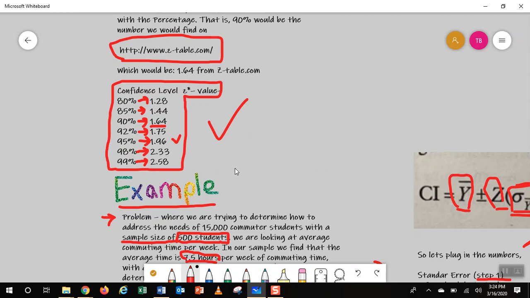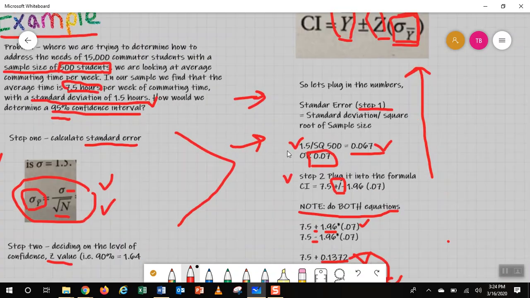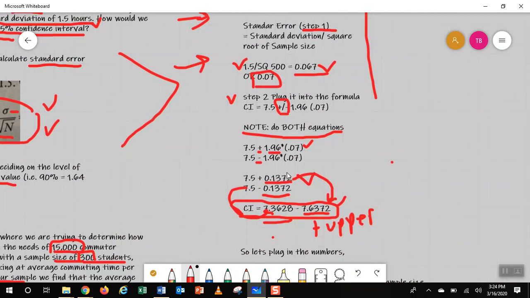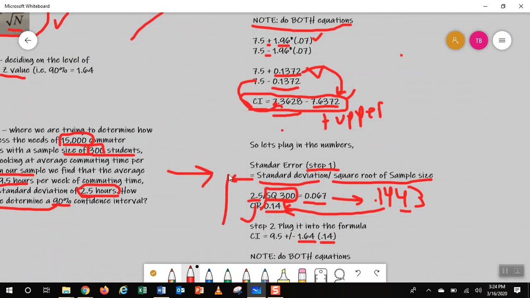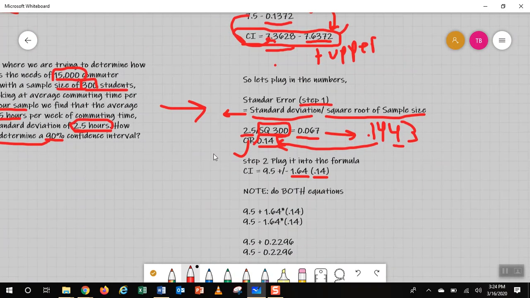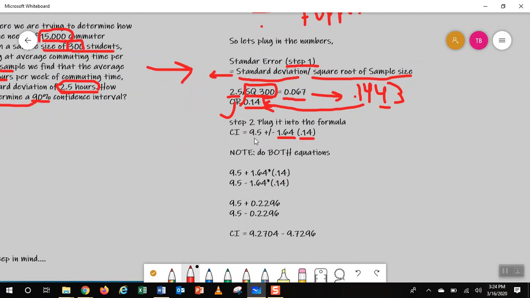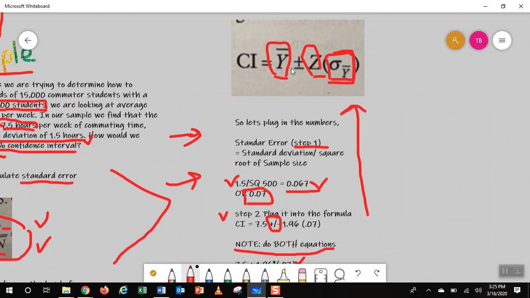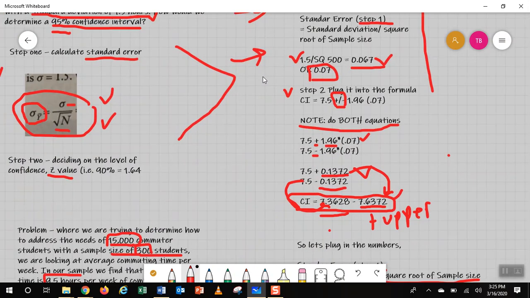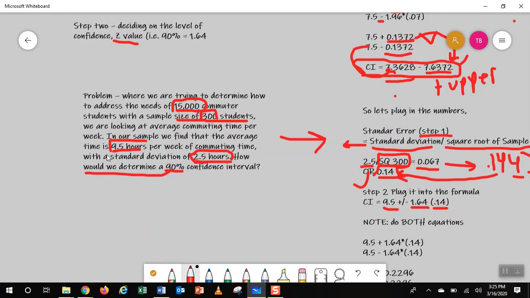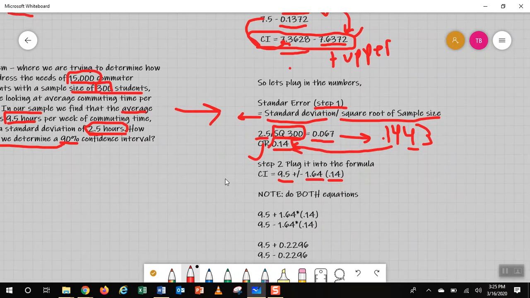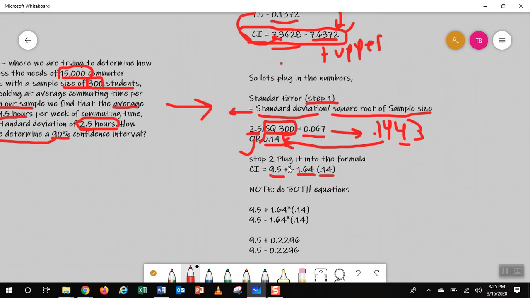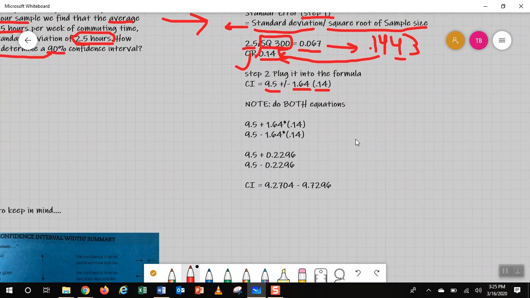And these numbers are all reproduced in the notes that I have posted on campus. But of course, you could also use this. So plugging in the 1.64 down here from the z-score, and the 9.5 is just the average. Looking back at our formula again, the average comes right from the problem itself: the average time is 9.5 hours. So we plug that one in. So it's 9.5 plus or minus 1.64 times 0.14.